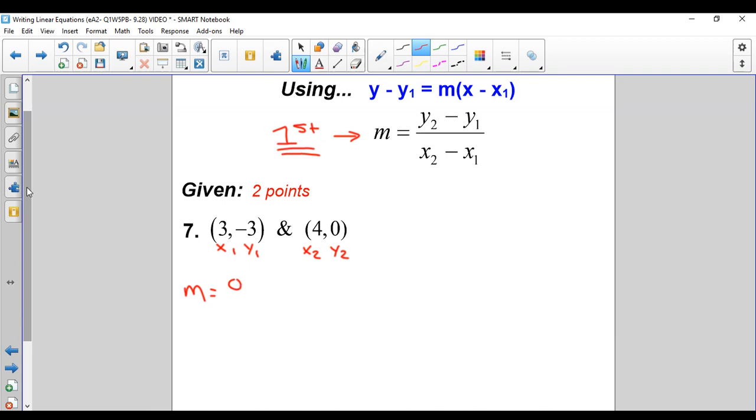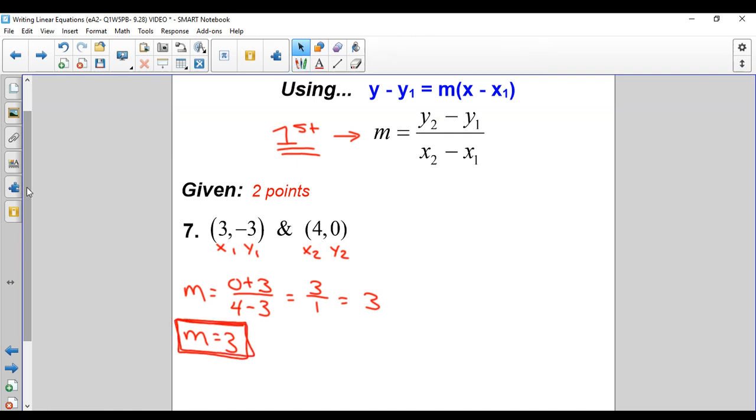We go y2 minus y1, so 0 plus 3. And then same thing with the x's, 4 minus 3. We get 3 over 1, which is just 3. So our slope is 3. I'm just going to clean it up, write it here. Now I have extra information. Now I have a slope and 2 points.